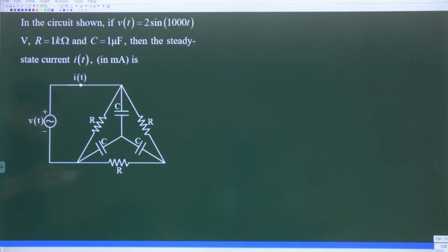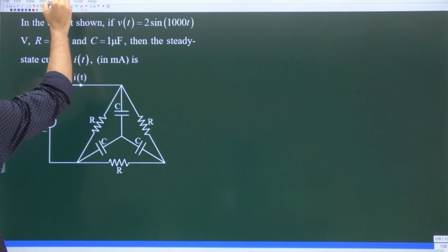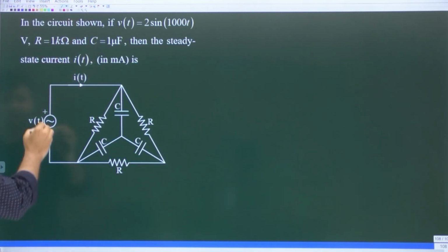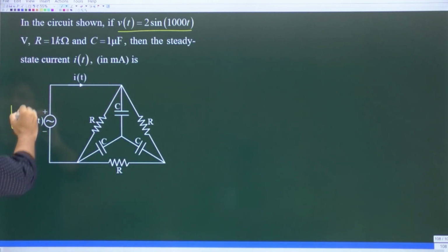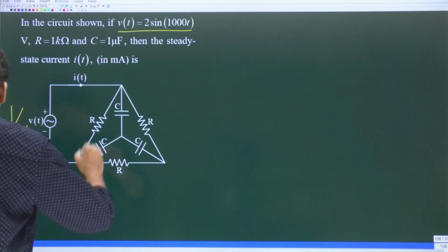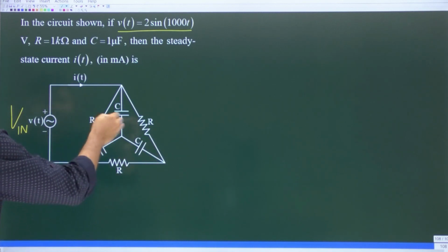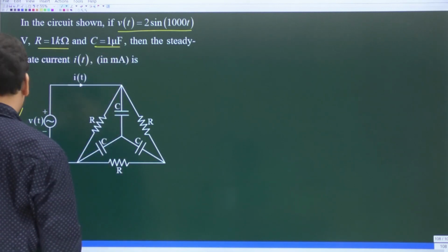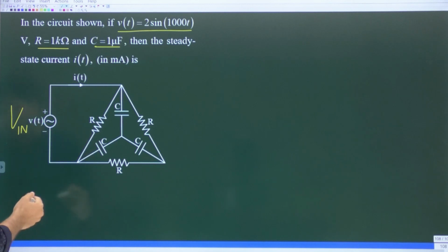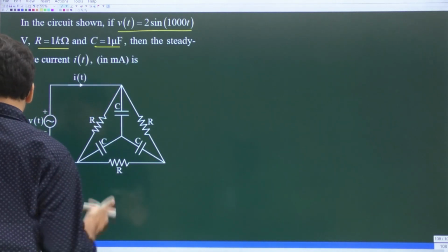Okay, look at this circuit. This network is being driven by a sinusoidal voltage source whose value is 2 sine 1000 t. So let this be capital Vn. The phasor input voltage is capital Vn. And this network contains 3 identical resistors and also 3 identical capacitors. R value is 1 kilo ohm, C is 1 microfarad. You should find i of t at steady state in units of milliamps.